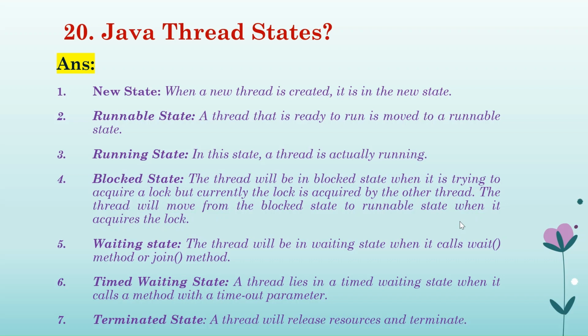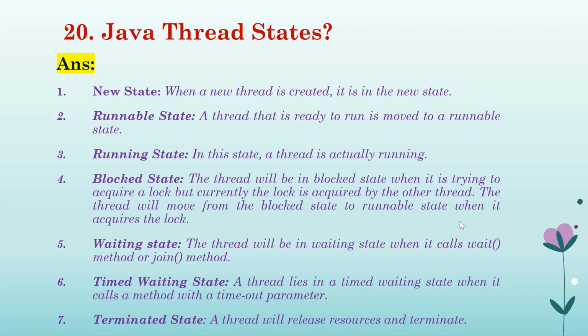Waiting state. The thread will be in the waiting state when it calls the wait method or join method. So here the threads will be waiting for other threads to complete their task and join for the final output. Timed waiting state. The thread lies in a timed waiting state when it calls a method with a timeout parameter. So in the sleep method, we give milliseconds. Once the milliseconds are over, obviously the thread gets activated. So here it waits based on the time.